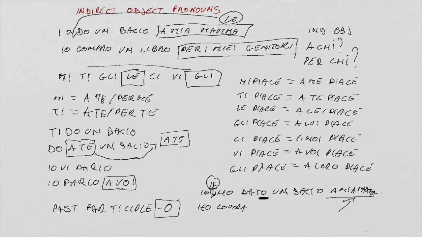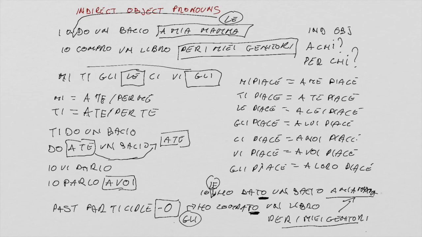Ho comprato un libro per i miei genitori. Now, we have the passato prossimo of comprare, so not compro, that is a present tense, but ho comprato. We replace per i miei genitori with the equivalent indirect object pronoun, that is gli, and we simply put gli in front of the conjugated verb ho comprato. Again, comprato doesn't change. Comprato keeps the form in o, even if gli refers to i miei genitori, that is plural. Why? Because with the indirect object pronouns, the past participle doesn't change. It always keeps the form in o.